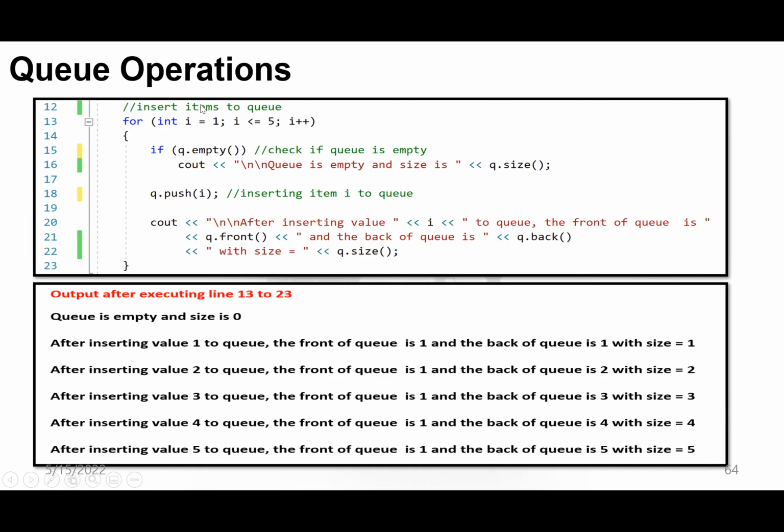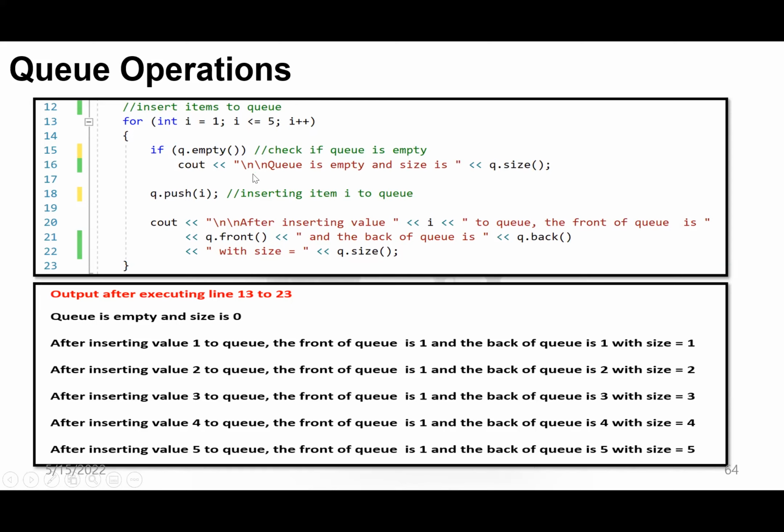Then when I loop the second time, i becomes 2. I push value 2 to the queue. After that, it prints that after I insert value 2 into the queue, the front of the queue is still 1, but the back of your queue becomes 2 now. From here, you can see that the new item you push to the queue is put at the end of your queue, because when you print the back of the queue, you get 2. And the size of your queue is 2.